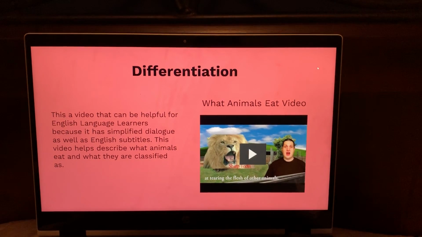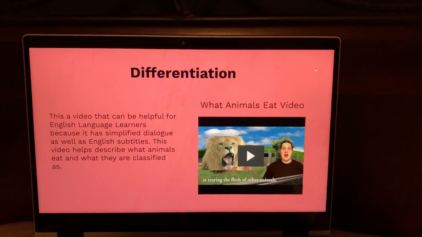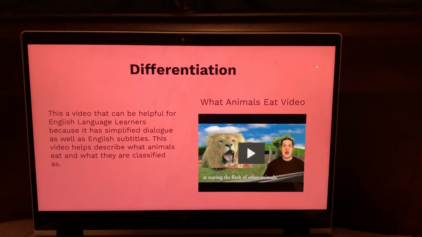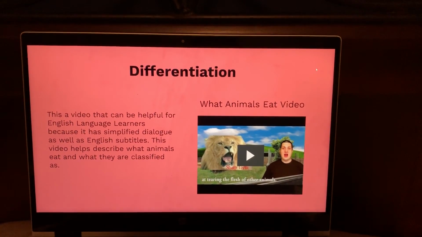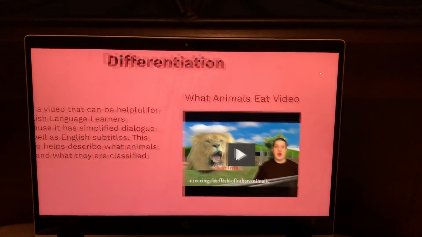The differentiation for this one was the English language learners, because it's a simplified dialogue as well as having English subtitles. It helps to describe what animals eat and what they are classified as.